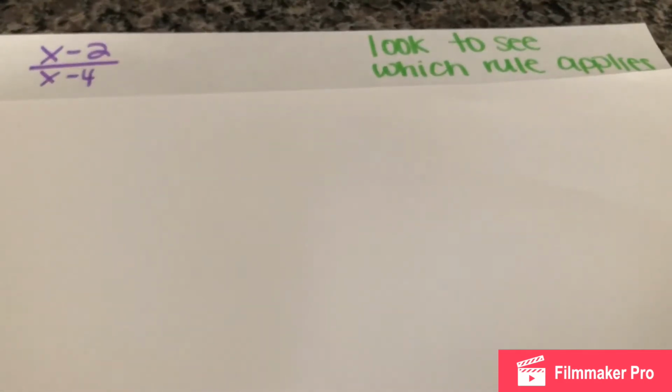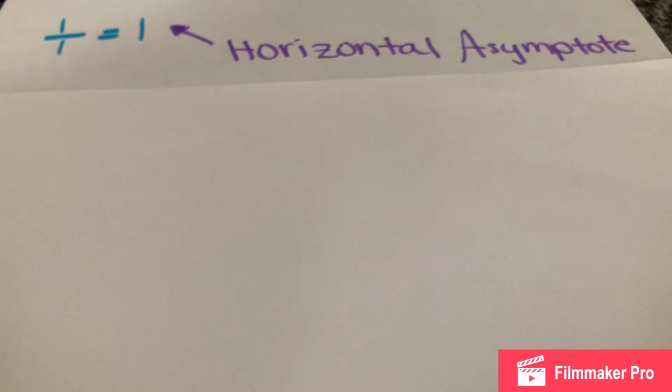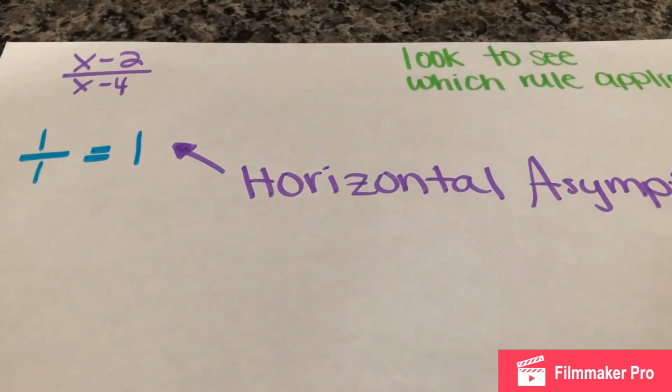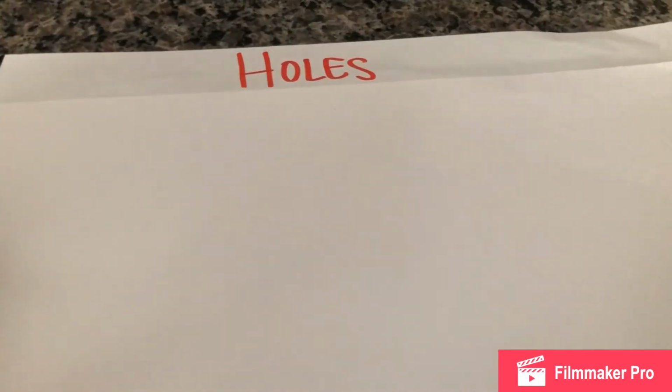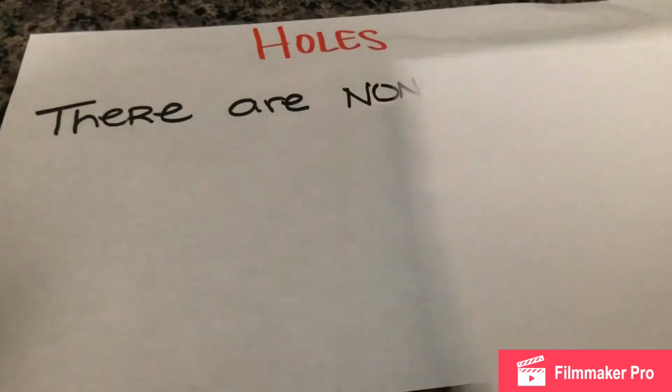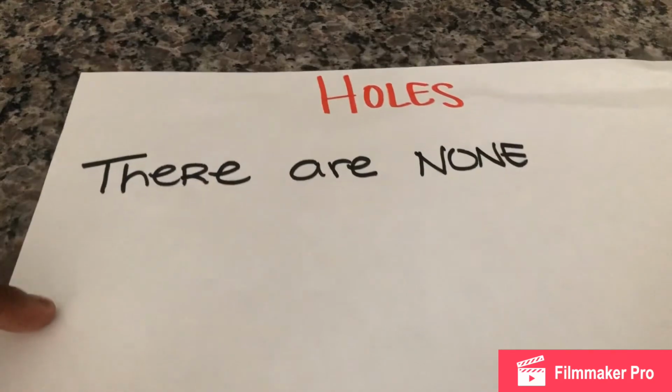This rational equation has the same degrees, so we do the coefficients. 1 divided by 1 equals 1. So the horizontal asymptote would be 1. The holes. Luckily in this problem, there were no holes.